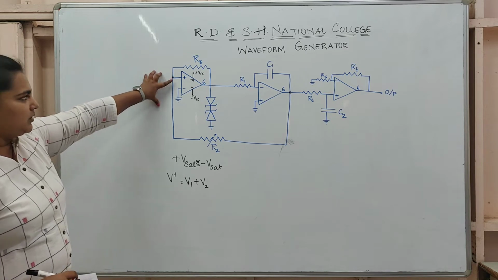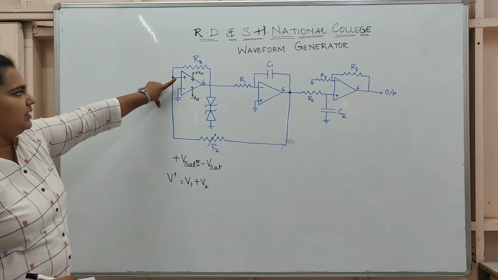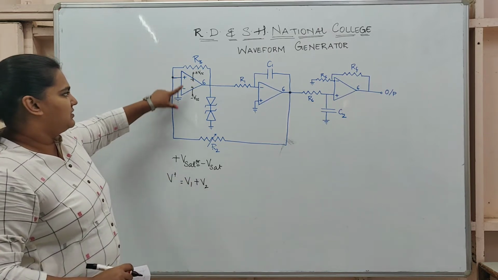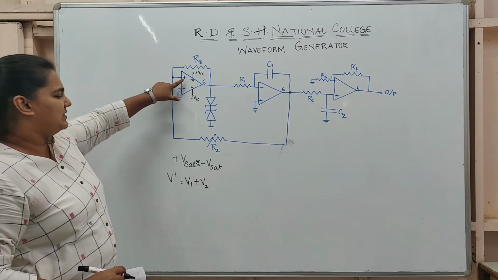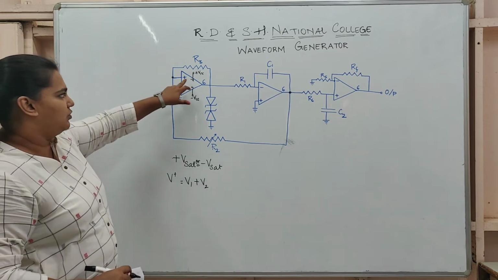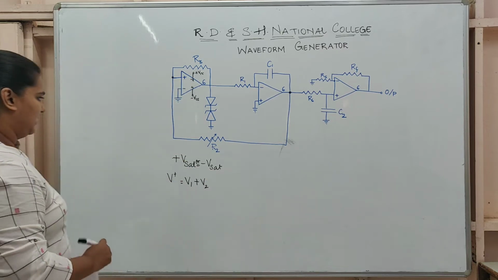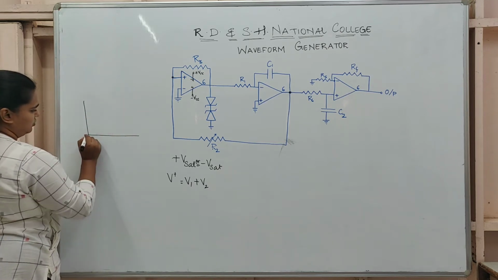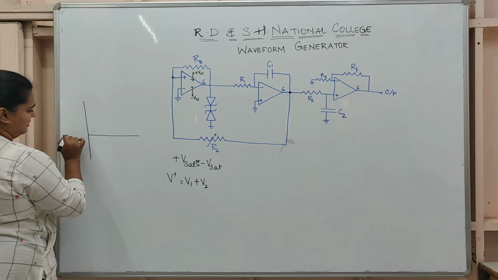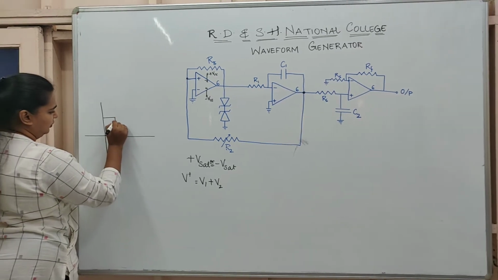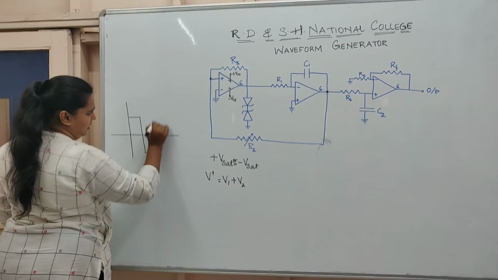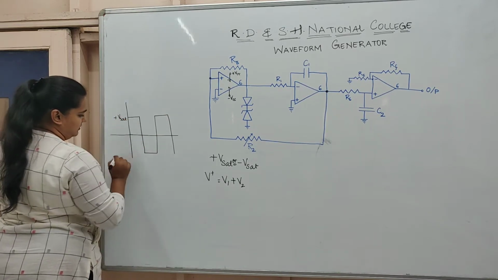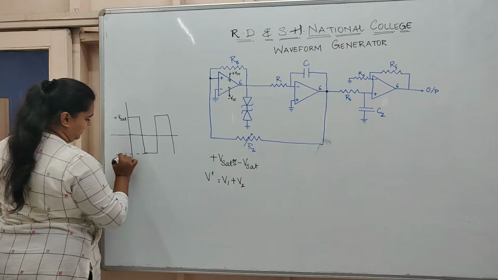So depending on what V plus is, you will either get positive VSAT when this is greater than 0, and in case this voltage V plus goes below 0, the output will be negative VSAT. So basically the waveform will look something like this. I either have a positive VSAT or a negative VSAT. Nothing in between. So this is plus VSAT and this is minus VSAT.